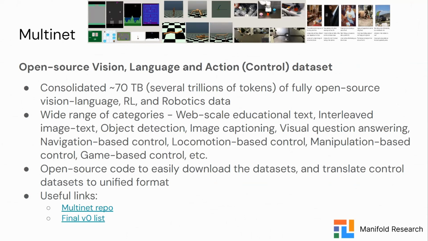And you can find a comprehensive list of what is included in the V0 of Multinet on our GitHub. All of this is documented completely in the Multinet repo. We usually track our progress using the issues on GitHub. So you can always take a look at what exactly the list of datasets is for V0.